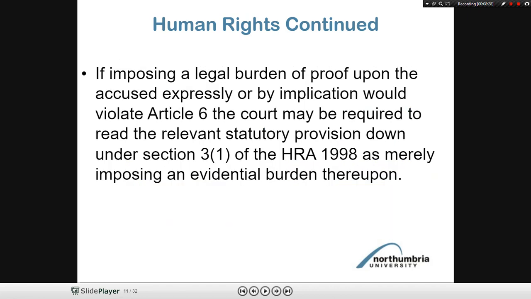If imposing a legal burden of proof upon the accused expressly or by implication would violate Article 6, the court may be required to read the relevant statutory provision down under Section 3(1) of the Human Rights Act 1998 as merely imposing an evidential burden thereupon.